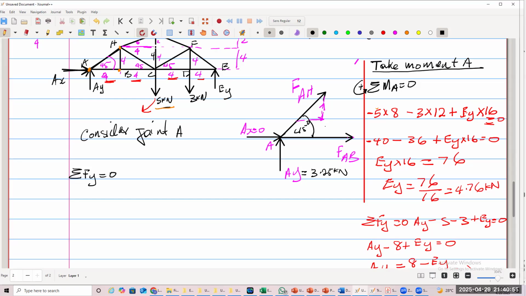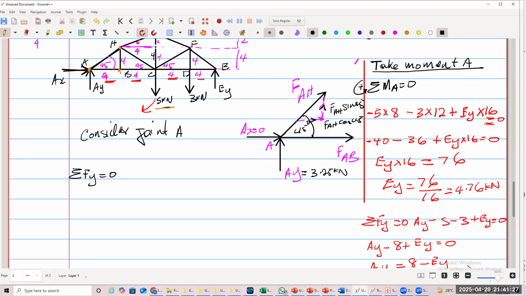But first we need to observe what our components are in the y direction. In the y direction, you have a component here, FAH sine 45. You agree? In the vertical. And then the one horizontal is going to be FAH cos 45. Do you agree? So it will have a horizontal and a vertical component. All right, so let us go with the y.